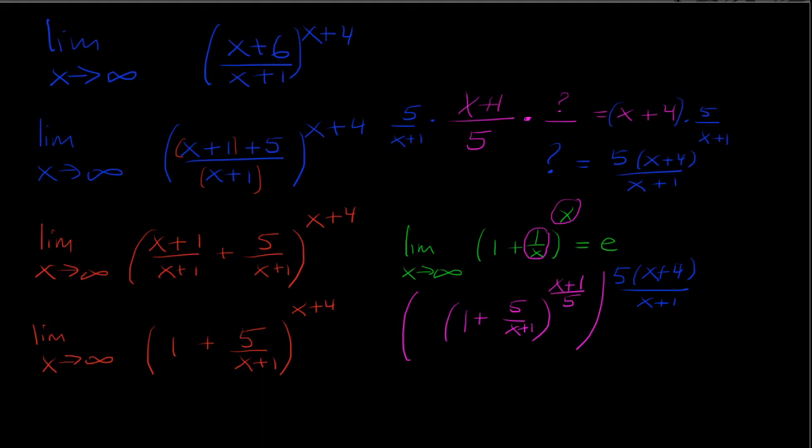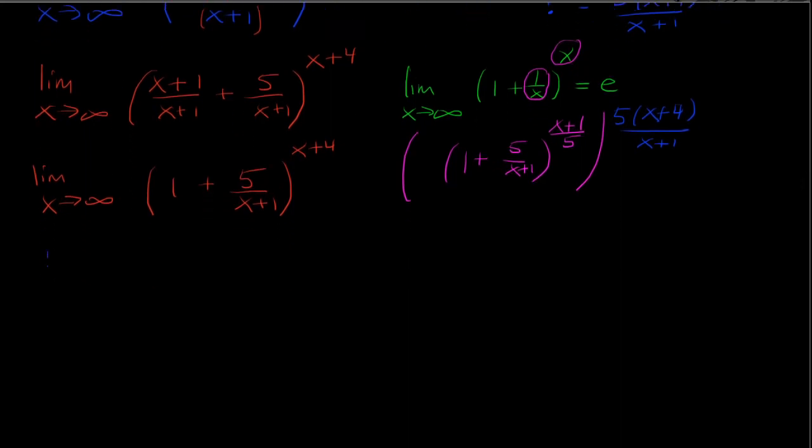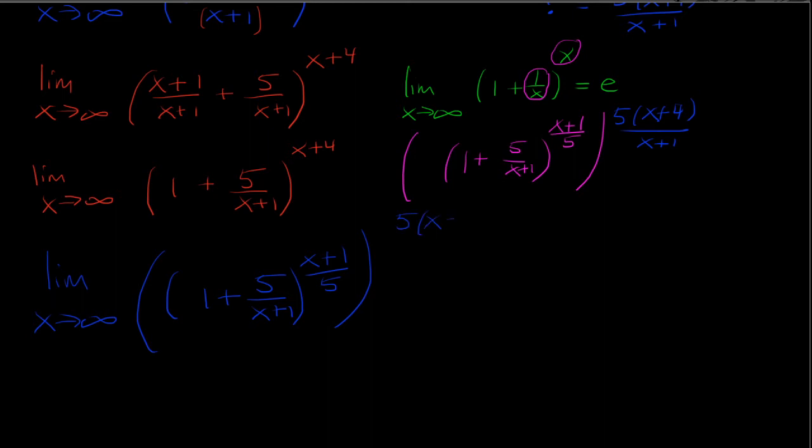Okay, so now I'm going to rewrite my limit with what I have on the right there. So (1 plus 5 over x plus 1) raised to the x plus 1 over 5. And then raise that again to the 5 times quantity (x plus 4 over x plus 1). Okay. Now, I don't have it in a nice 1 plus 1 over x to the x. So to make it look nice, I'm going to let u equal x plus 1 over 5.